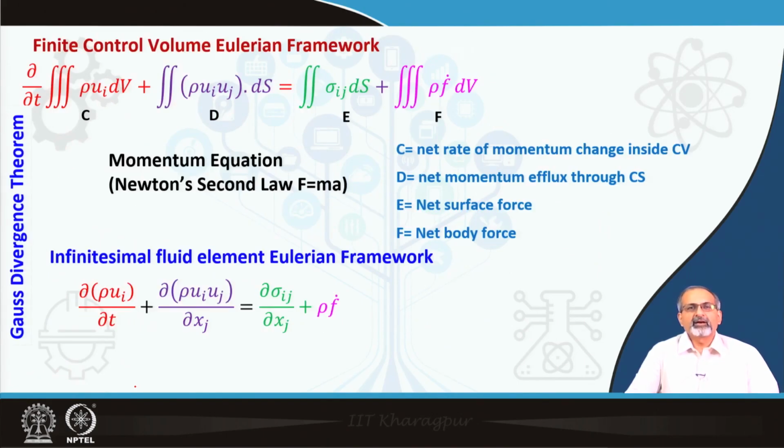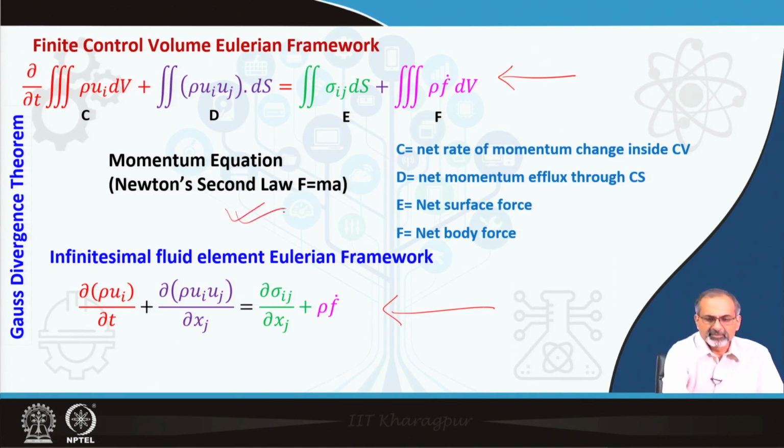To expand on the idea, we know that the different transport equations can also be written in their differential form, and if you write a form for the finite control volume Eulerian framework as we have shown on top, the corresponding form, which is of the differential kind, can be written like this at the bottom, and the connection comes from the Gauss divergence theorem.